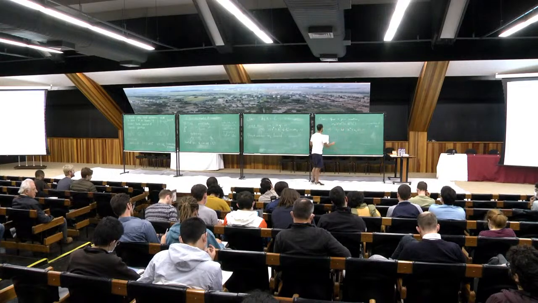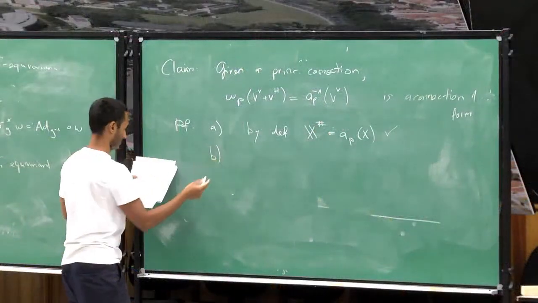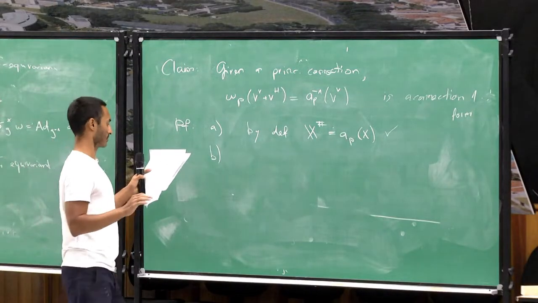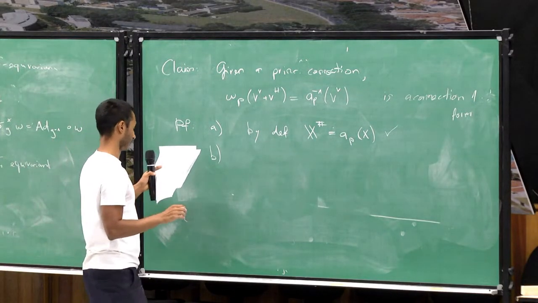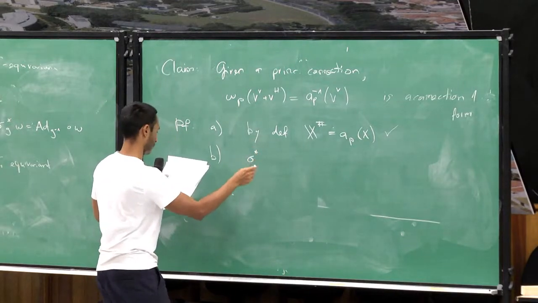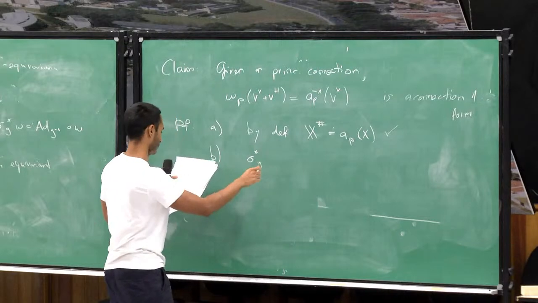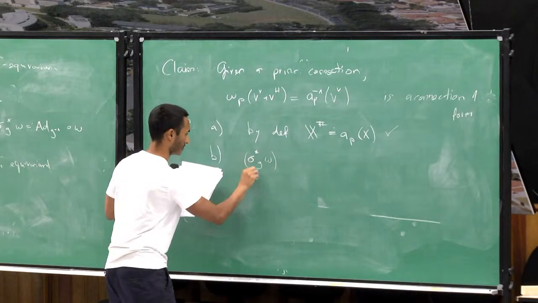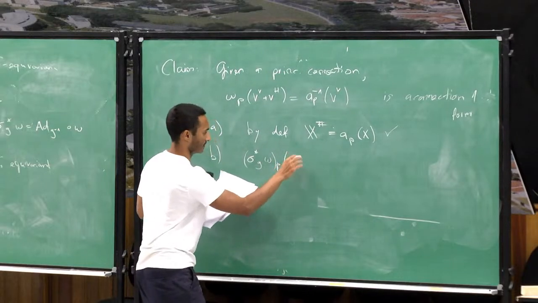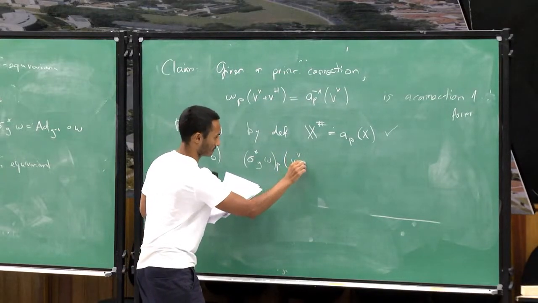Then the other condition, for that we have to do a little bit more work. So what we look at is the pullback under this action of G of the form at some point P in the principal bundle, and then we want to apply it to the vector which has a vertical part plus a horizontal part.